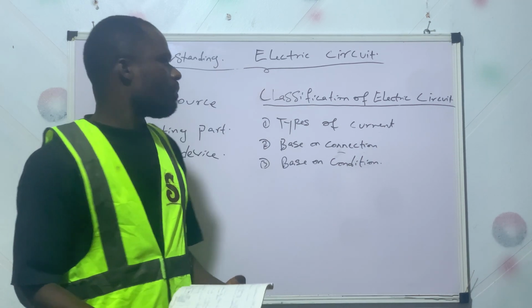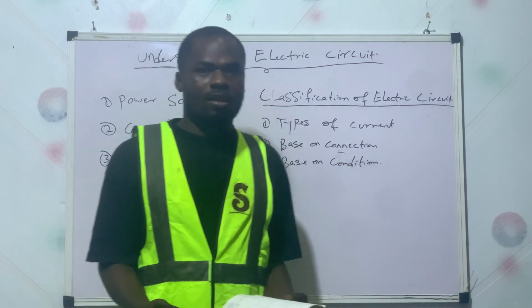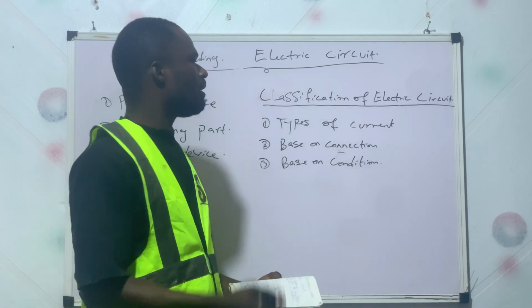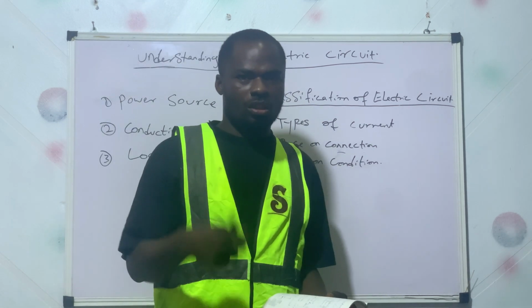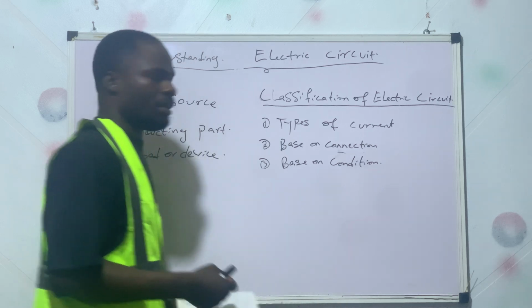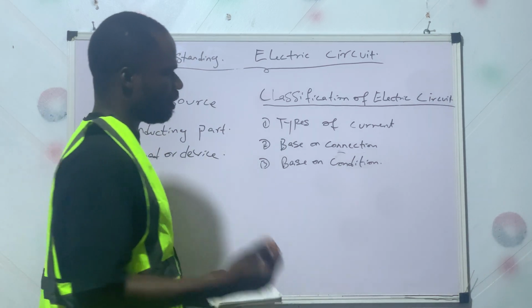What is electric circuit, you may be asked, because you need to understand what electric circuit is. Electric circuit can be defined as any component or part that allow the easy flow of electric current. So that is basically an electric circuit.